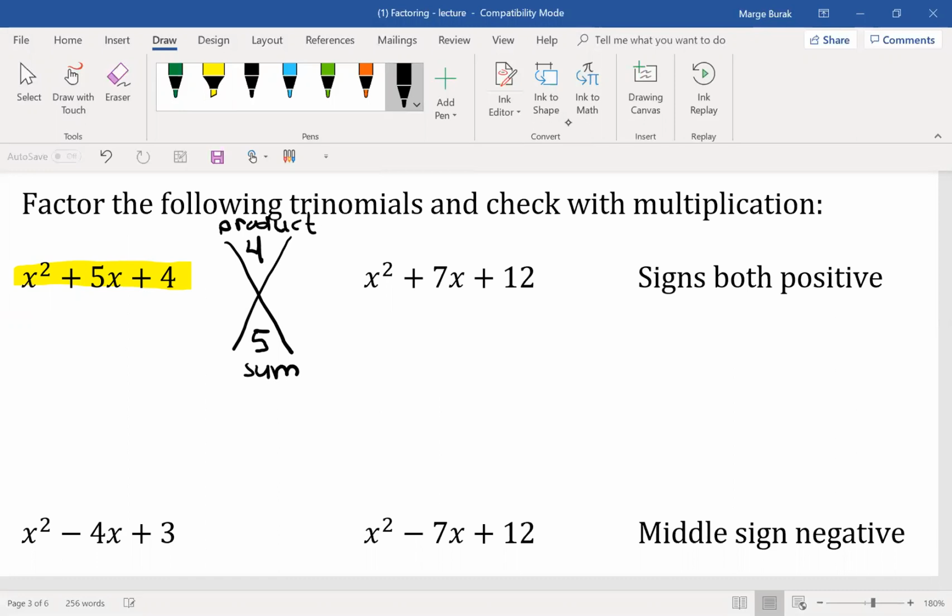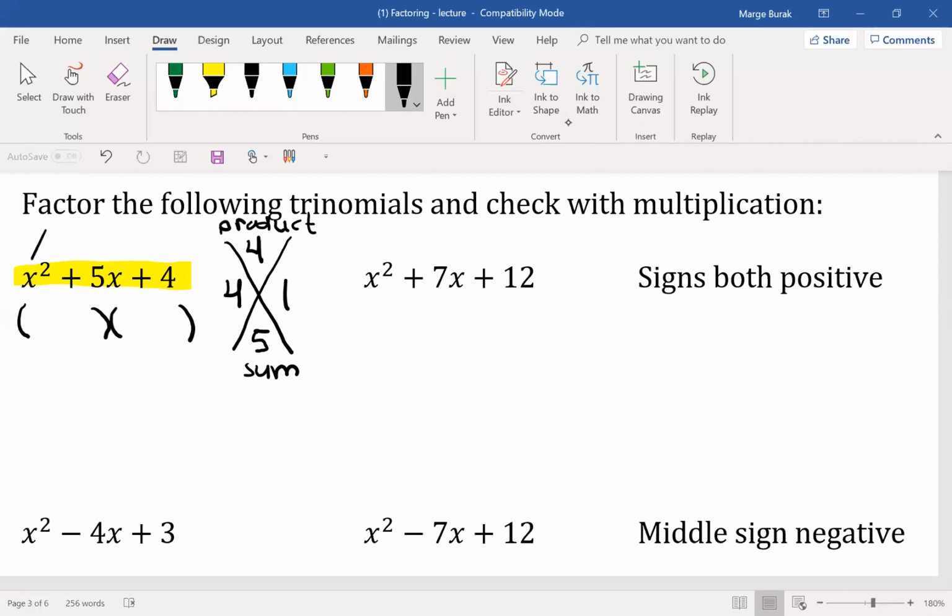And we find two numbers that multiply to 4 and add to 5. So they multiply to 4 and add to 5. And those two numbers are 4 and 1, both positive. Once we have those two numbers, we are now going to write these three terms as a factored trinomial, which means that we're going to have a binomial times a binomial.